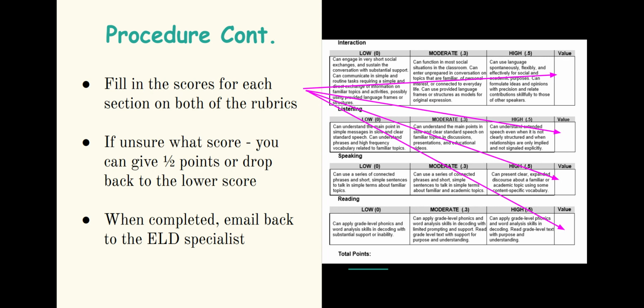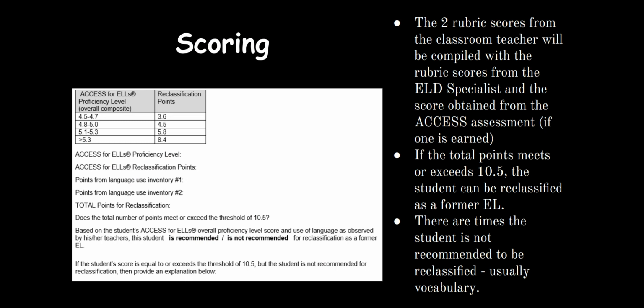So the top one, say for listening, if you are teetering between the moderate and the high, you could do a 0.4 or you could drop back to the 0.3. When this is completed, both the rubrics per child, send them back to the ELD specialist. And then, like I said, we'll take both rubrics, yours and ours combined.